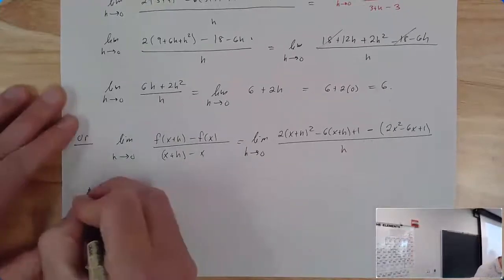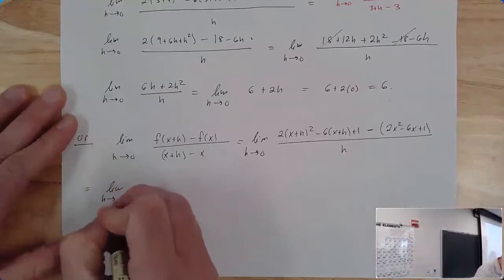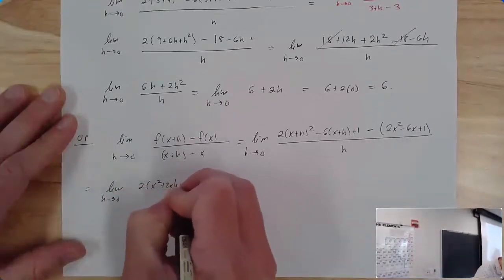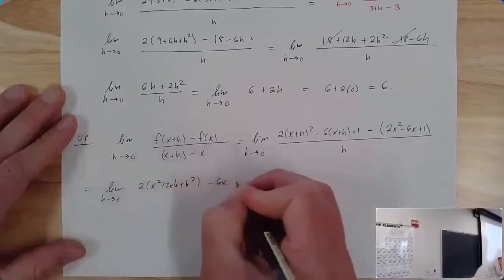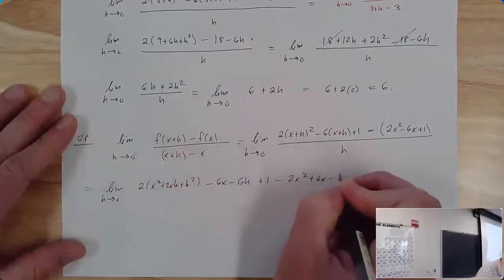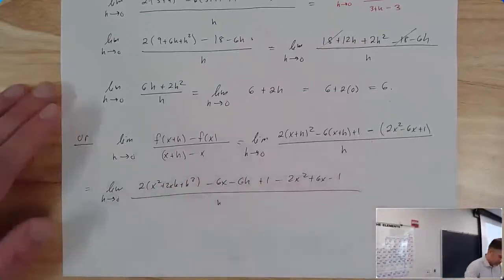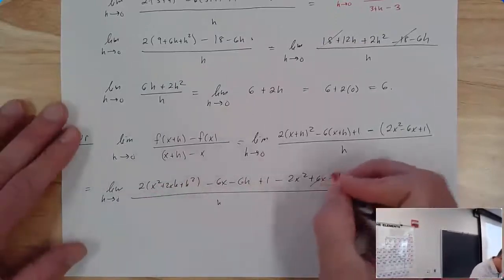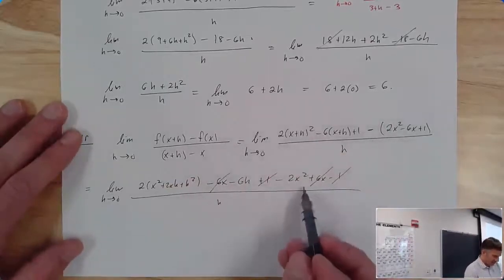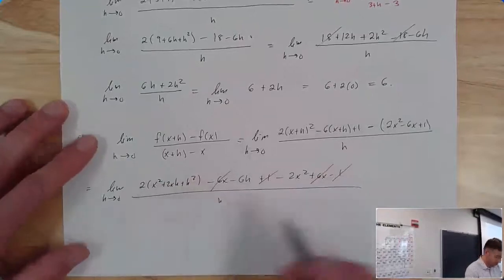So doing it this way, we get the limit as h goes to 0. Okay, 2 times x squared plus 2xh plus h squared, minus 6x minus 6h plus 1, minus 2x squared plus 6x minus 1, all over h. The 6x's cancel, the 1's cancel. The minus 2x squared will eventually cancel after I distribute this 2.